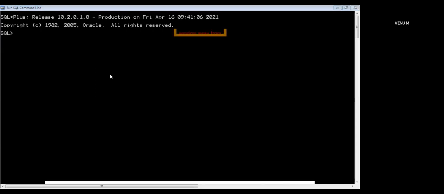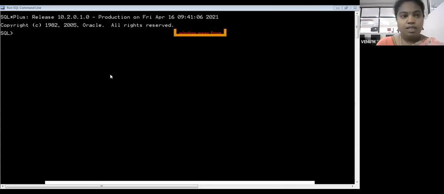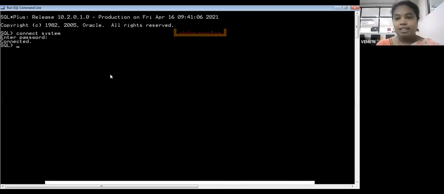First, we have to connect to our system by using the connect command. What is our username? System, and it will ask for the password. Okay, so now the system is connected, right? Next we have to look at the types of inner joins and the types of outer joins. Before going to joins, we have to create the tables, because two tables are needed for joining. So that's why we are creating two tables.